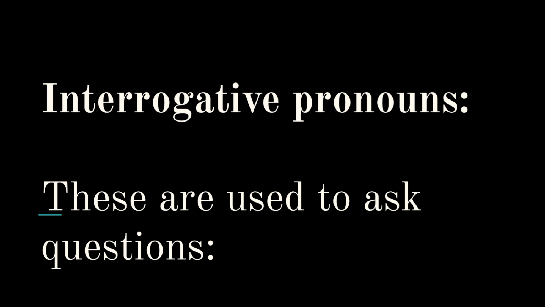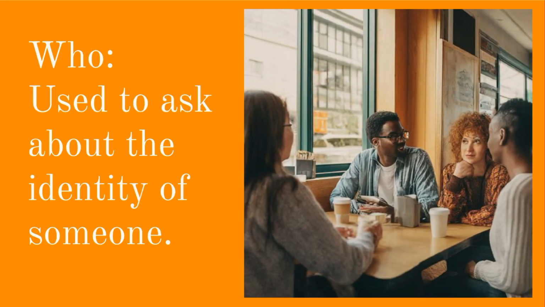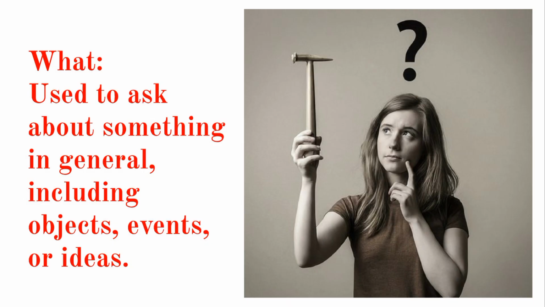Next we will learn about interrogative pronouns. These are used to ask questions. The first one is who, used to ask about the identity of someone. It is clearly represented in this picture. Look at this. The next one is what, used to ask about something in general, including objects, events, or ideas.